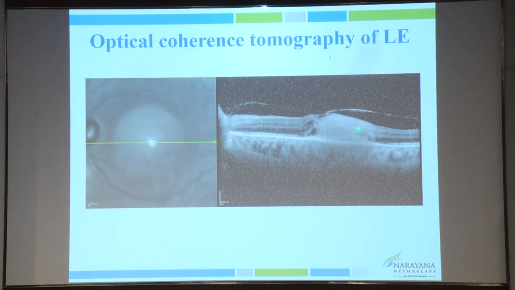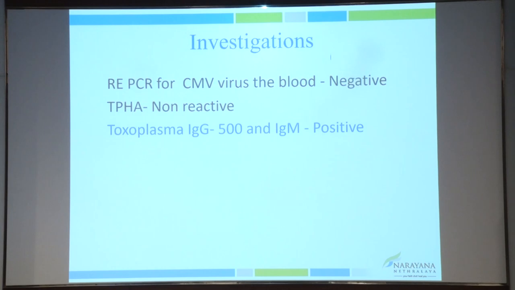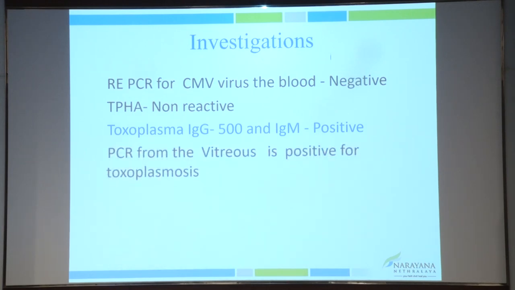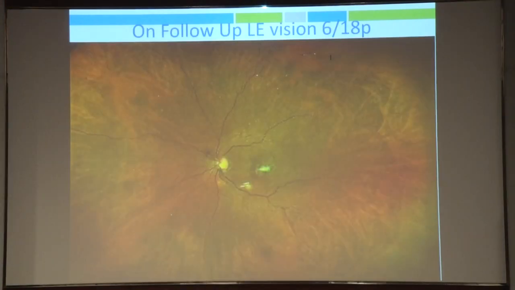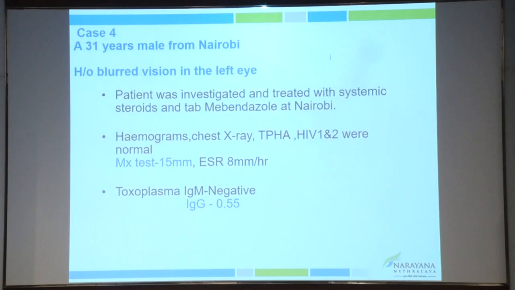OCT also shows full thickness retinal opacification, a retinochoroidal lesion. Toxoplasma serology was positive, and PCR from the vitreous was also positive for toxoplasmosis. After seeing the confirmation, the nephrologist agreed to start the patient on anti-toxo treatment, following which there was complete resolution of the inflammation. For toxo, we make the diagnosis based on the clinical presentation, but in this case, because of the systemic condition, we needed to investigate this patient.